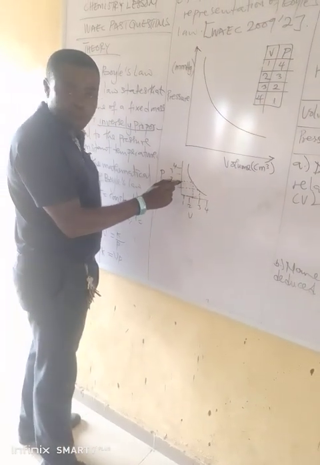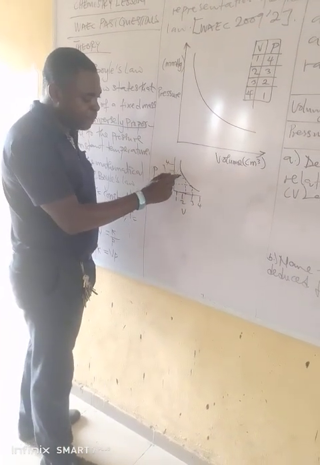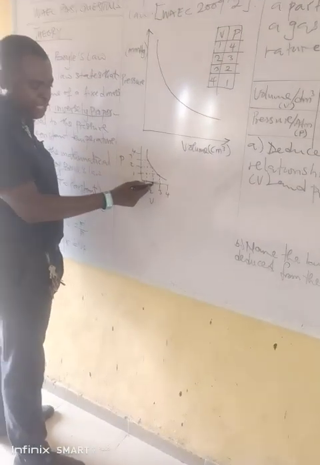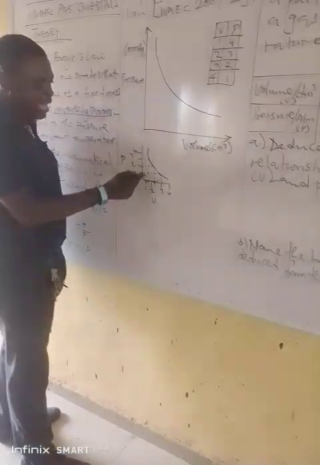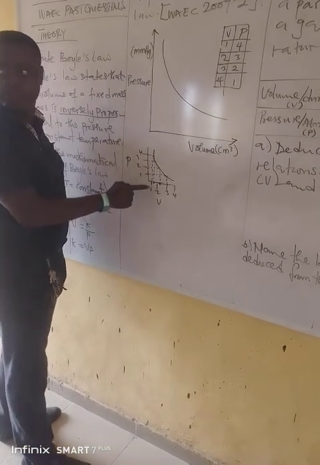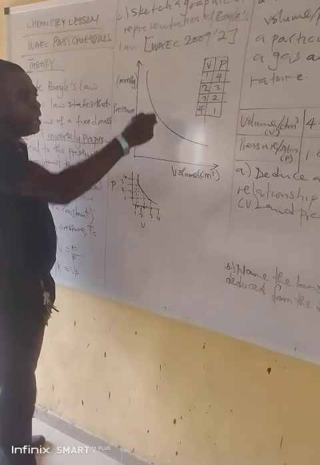As we increase this one from 2 to 3, what is happening to this thing? It's reducing from 2.3 to 1 point something. As we increase this one from 3 to 4, this one is reducing now to what? To 1. Can you see that now? That is why the graph is this.